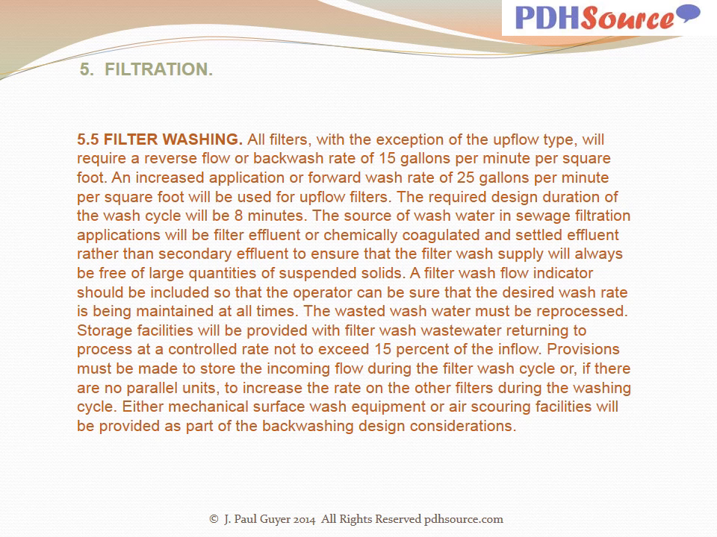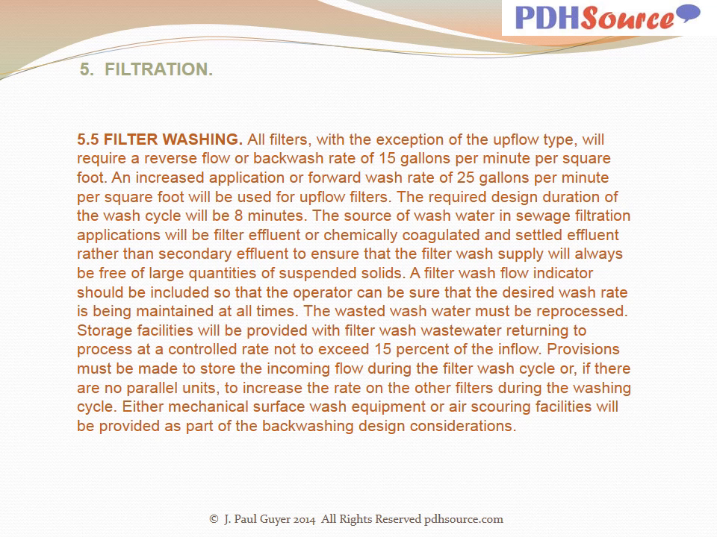The source of wash water in sewage filtration applications will be filter effluent or chemically coagulated and settled effluent rather than secondary effluent, to ensure that the filter wash supply will always be free of large quantities of suspended solids. A filter wash flow indicator should be included so that the operator can be sure that the desired wash rate is being maintained at all times.